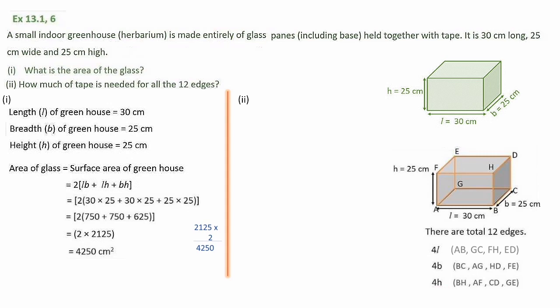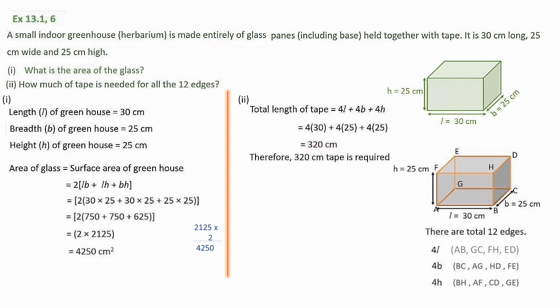So the total edges are 4L plus 4B plus 4H. So the total length of the tape is 4L plus 4B plus 4H. Let's substitute it. 4 into 30 plus 4 into 25 plus 4 into 25. 4 into 30 is 120, 4 into 25 is 100, and again 4 into 25 is 100. So 100 plus 100 is 200, 200 plus 120 is 320 centimeter. So we can write the conclusion: 320 centimeter of tape is required for fixing the greenhouse.